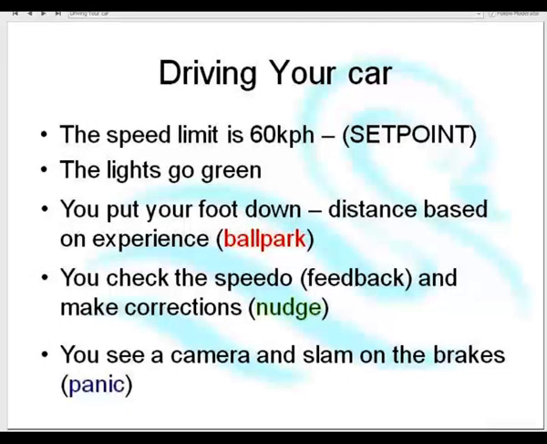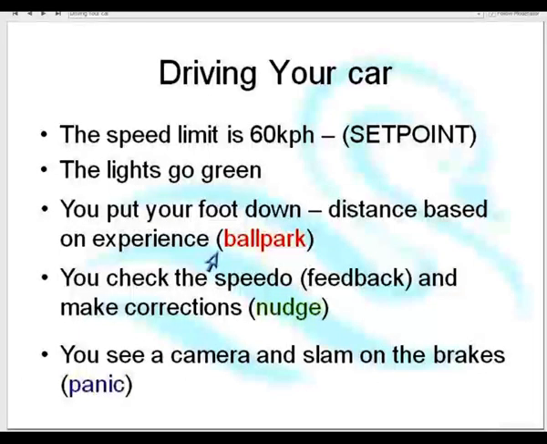Right. And the way this works is remarkably similar to the way you drive. So, there's a few things I like to go through. Right. You're sitting at the lights and you look up, you see a speed sign, and the speed sign says 60 kilometers an hour. Now that's the set point, that's your target. The lights go green.